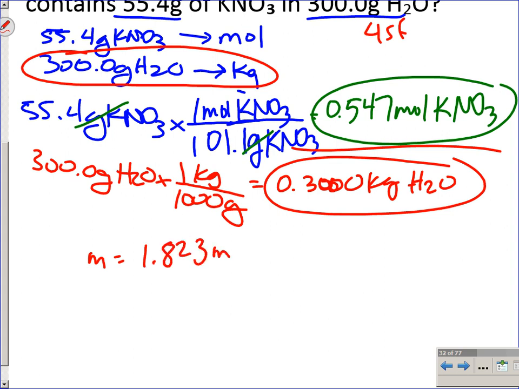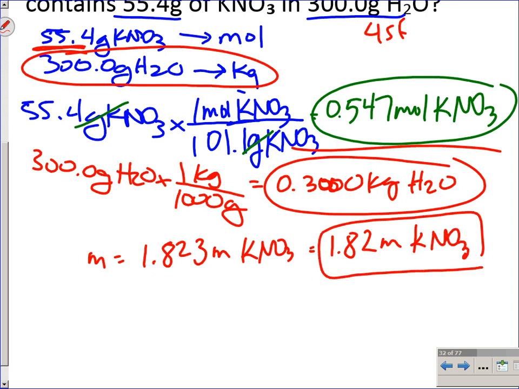1.823. Wow. Potassium nitrate. Can I get a second on that? Yes, thank you. And then how many sig figs? I need 3 because this one has 3. So that would be 1.82 molal. Okay. This is fine? Sure. Thumbs up when you're good there.